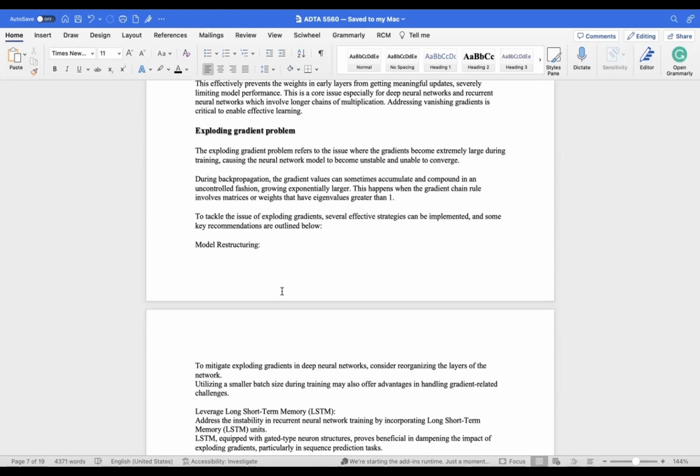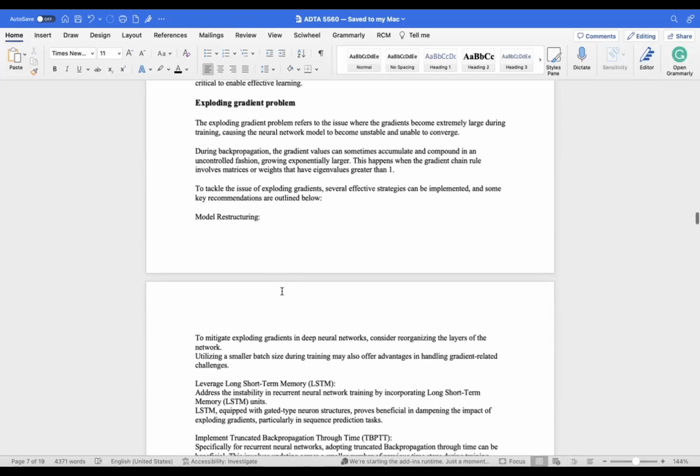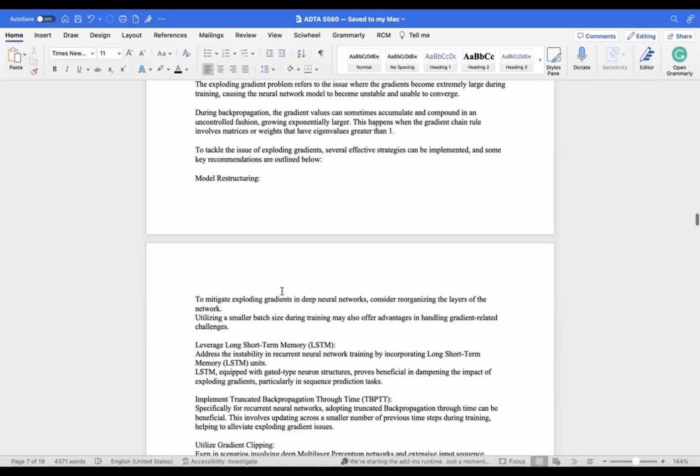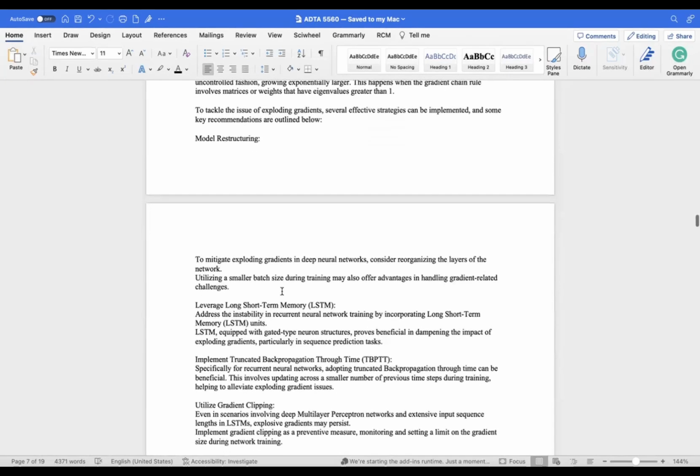Consider there's one box and you put one ball in it, so that's not bad, it's not too heavy. If you put so many balls in a small box, then it's going to be heavy, it's going to explode, it drops down. So during backpropagation, the gradient can grow uncontrollably, turning a stable model into a wild, unpredictable one.